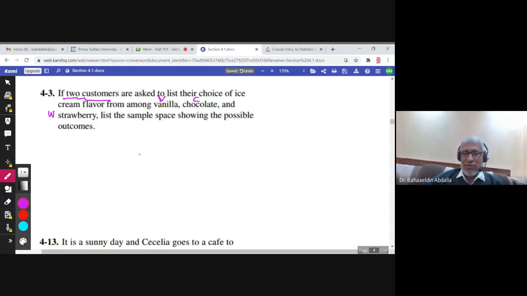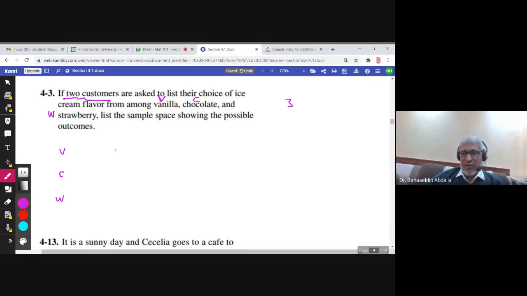All right. You need to understand the experiment first. The experiment is we will ask 2 customers to list their choices of ice cream flavor. All right. Now think of a single outcome, single customer. One customer. If you ask one customer to list his choice, how many choices are there? There are 3 choices, either V, C, or W for the first customer.